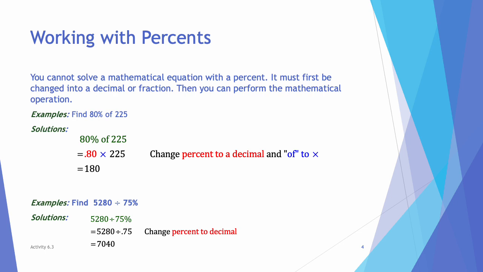Let's look at the second example. I want to find the value of 5,280 divided by 75%. Since I can't use 75%, I have to change it to a decimal by, again, dropping the percent symbol and moving the decimal point 2 places to the left. So then I divide 5,280 by 0.75 and I get 7,040.